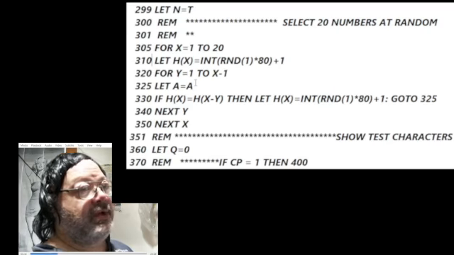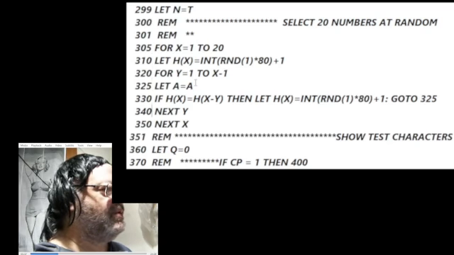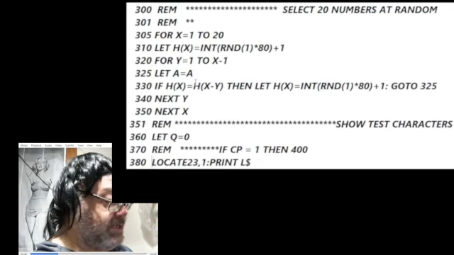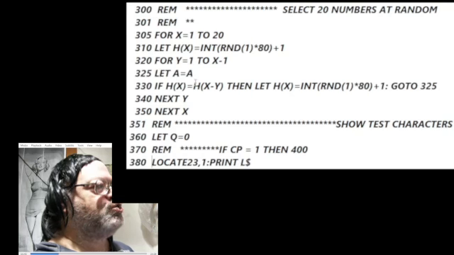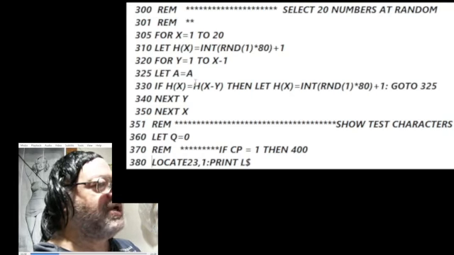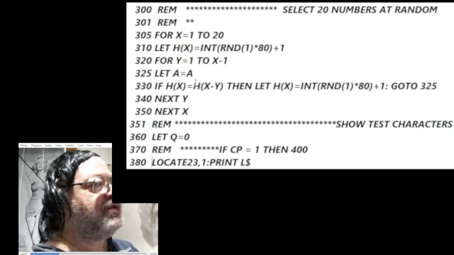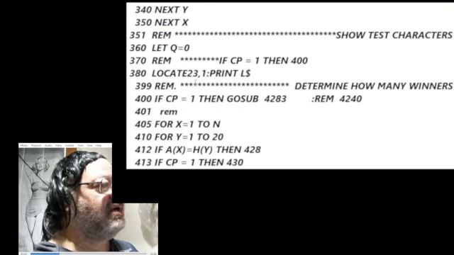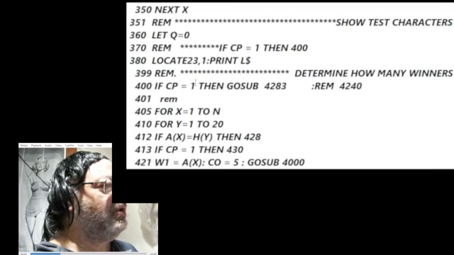A is the array, and A is supposed to be an array, so LET A equal A. I don't even know what that does. Maybe it did something on the old machines in the 70s, but who knows? Now, if HX equals HX minus Y, then LET HX equals, it chooses another random, and it backtracks to LET A equal A at 325. That prevents you from getting a duplicate random number, so it can't choose randoms twice. You have 370.